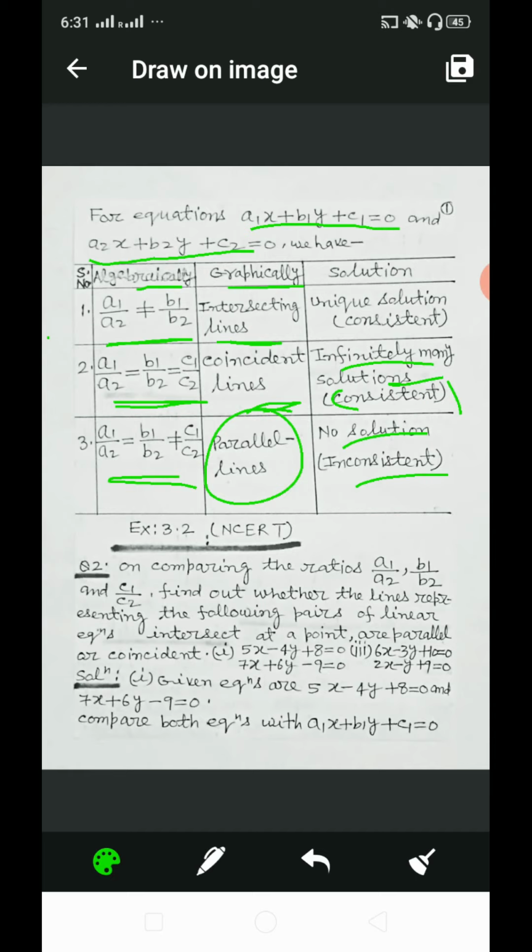Now we solve some questions of exercise 3.2 from NCERT related to these types of solutions. Question number 2: on comparing the ratios a1 by a2, b1 by b2 and c1 by c2, find out whether the lines representing the following pairs of linear equations intersect at a point, are parallel, or coincident.